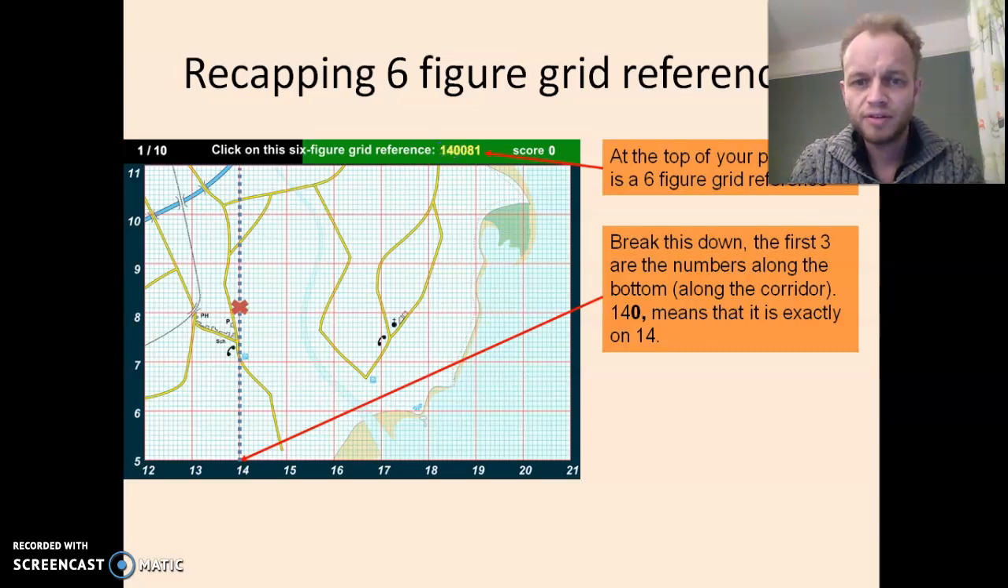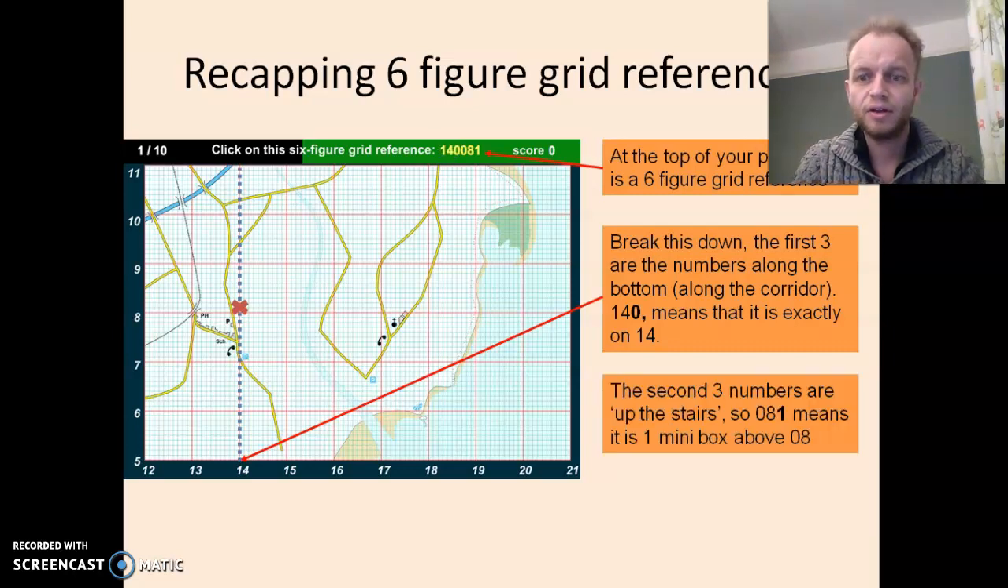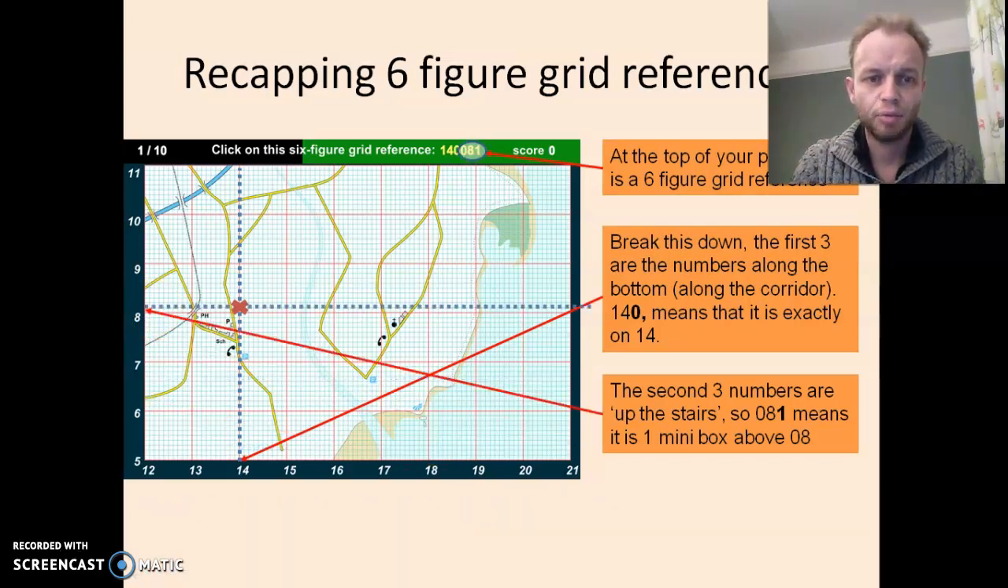The second part of this is looking at the last three numbers. We've got 081. Okay, so we're looking along the corridor, then up the stairs. So 08 is here, and 1 we're going up one little box, and we're going to go along. Okay, so if we go along, we can look here, and then we put a line to help us, and where they meet, that is your answer. So you'd click on the grid there and see how accurate you have been. Okay, but that's the game, and we want to do it as quickly as possible to get as many points as possible.